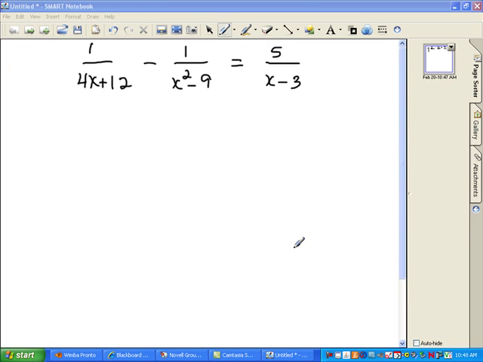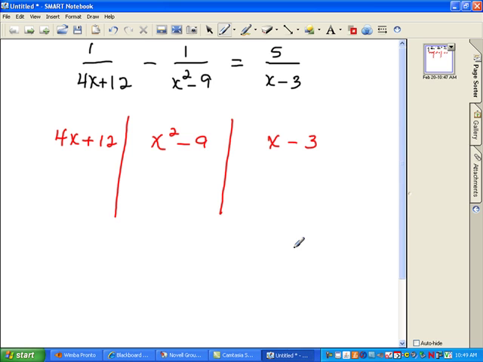For this problem, we want to look at finding a common denominator. If we find a least common denominator, we can take that denominator, multiply it by everything in the problem, and all of these fractions will disappear. These are called rational equations, and every time you have a rational equation, you want to find the common denominator, multiply it by everything in the problem.